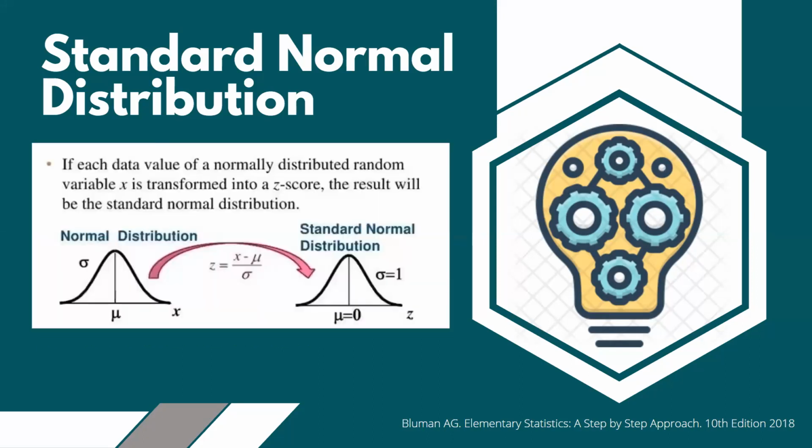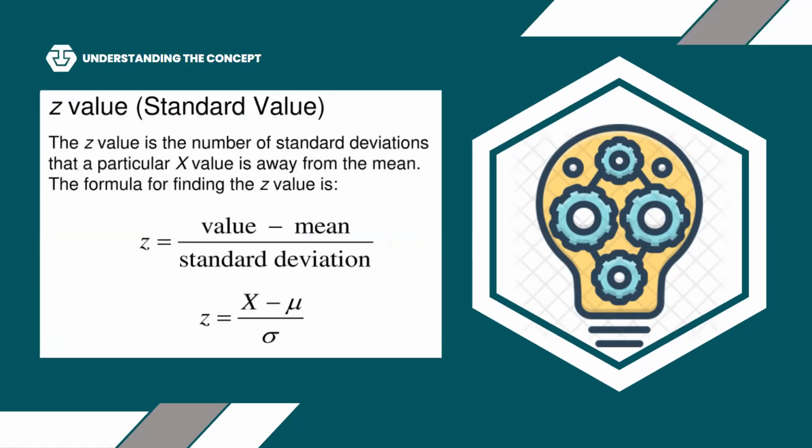If each data value of a normally distributed random variable x is transformed into a z-score, the result will be the standard normal distribution. In the figure, it is shown that a normal distribution of a random variable x is being transformed into a z-score, and resultantly a standard normal distribution curve is obtained with mean equal to 0 and standard deviation equal to 1. Z value is the number of standard deviations that a particular value x is away from the mean. The formula for finding the Z value is Z is equal to value minus mean divided by standard deviation.